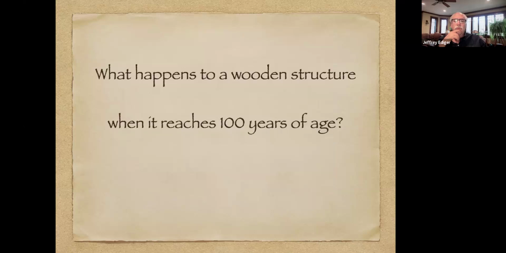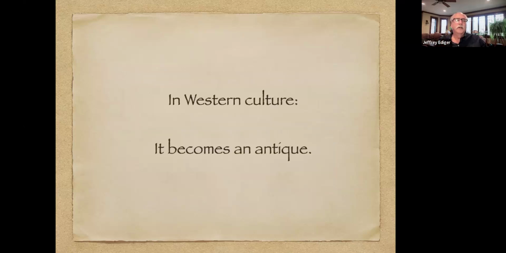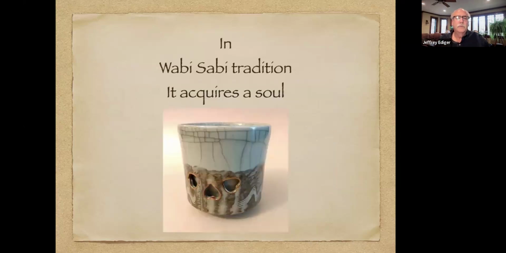What happens to a wooden structure when it reaches 100 years of age? Well, in our culture, wood achieves antique status at 100 years of age. In wabi-sabi tradition, it acquires a soul. Now, whether you believe that or not, what it suggests is that as things age, they become more distinctive. And they do take on an almost living quality.